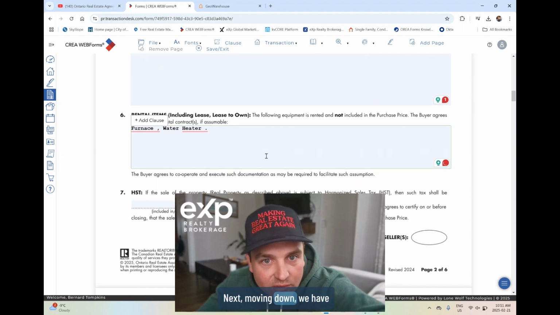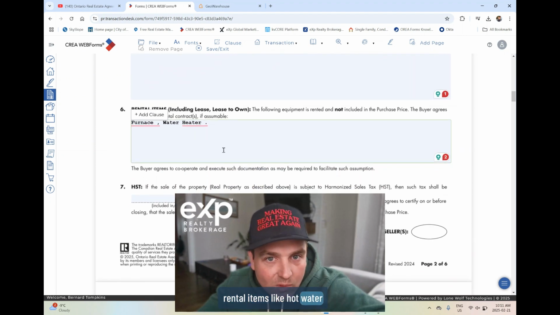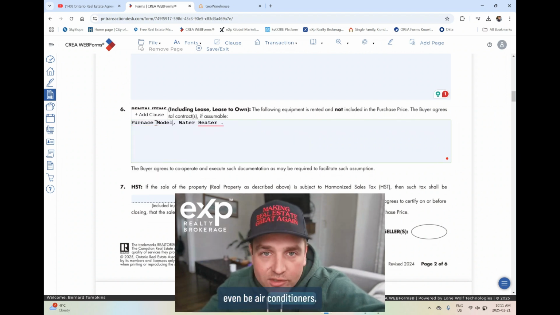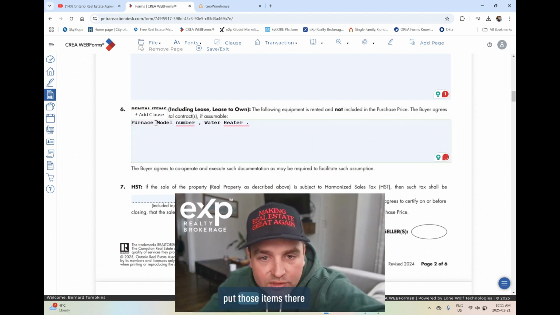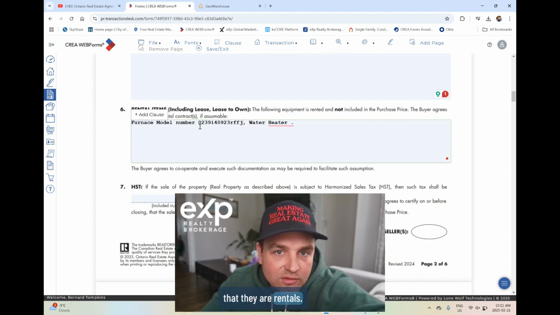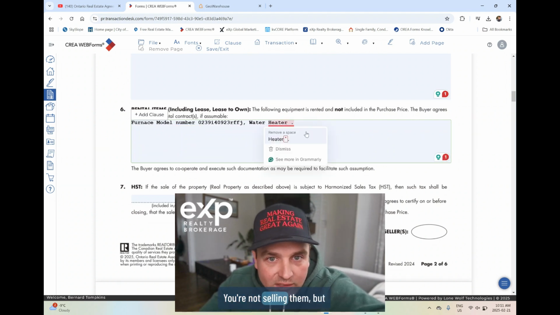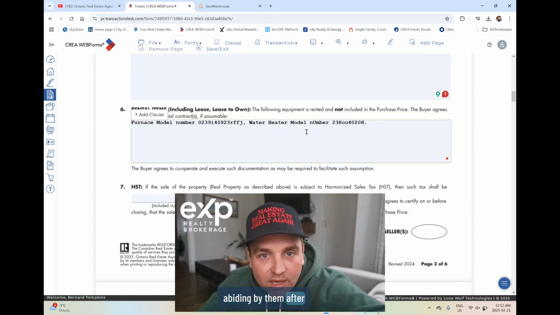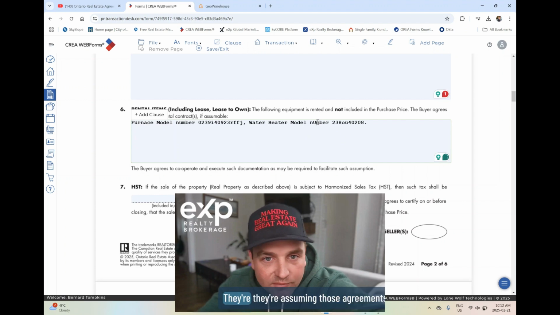Next, moving down, we have rental items like hot water tanks or furnaces, could even be air conditioners. So this is where you would put those items to let them know that they are rentals. They do not own them. You're not selling them, but they will be taking over those agreements and abiding by them after they purchase the property. They're assuming those agreements.